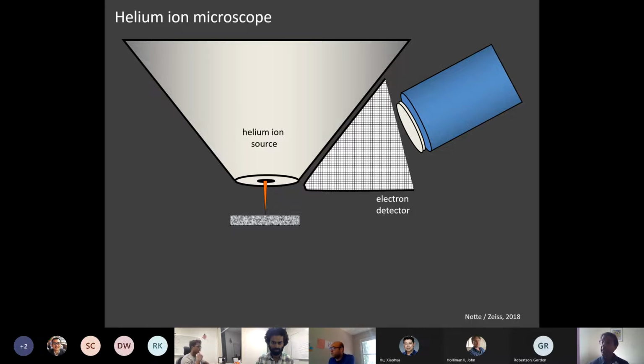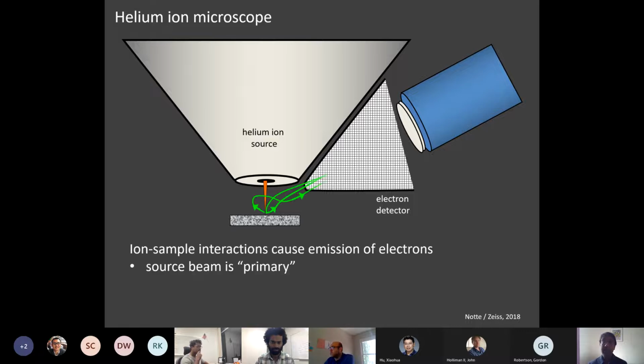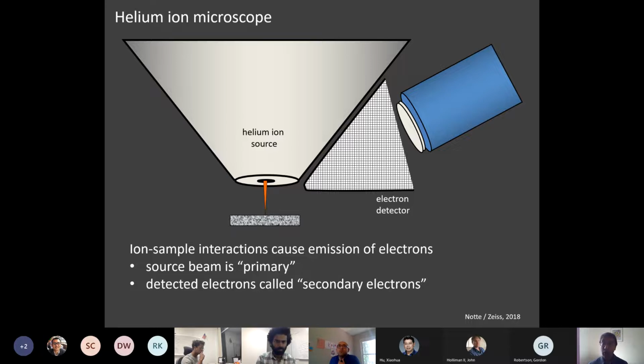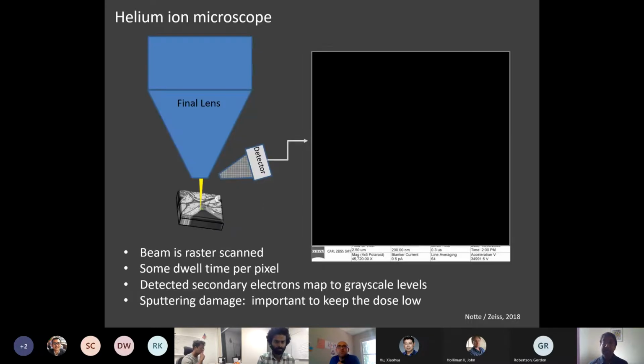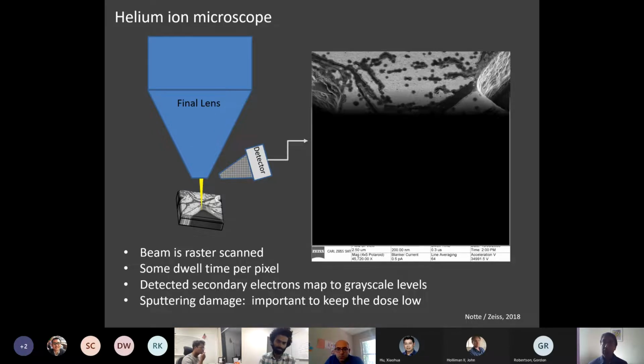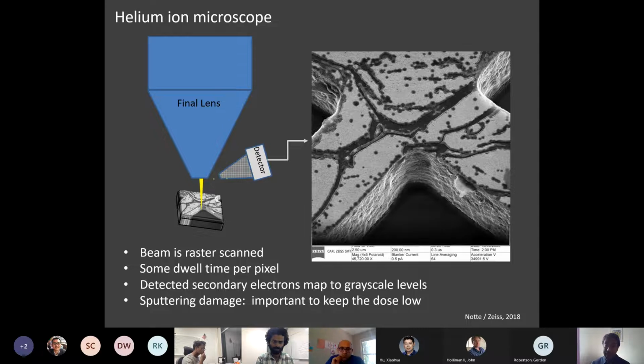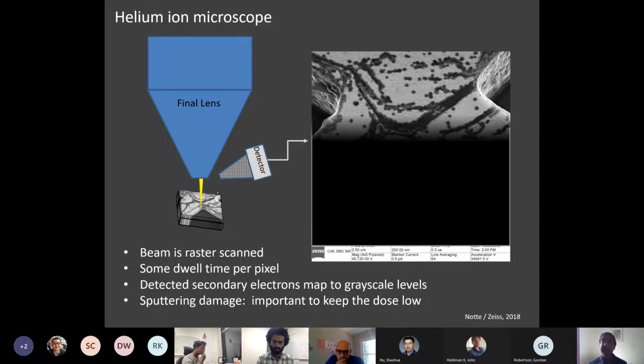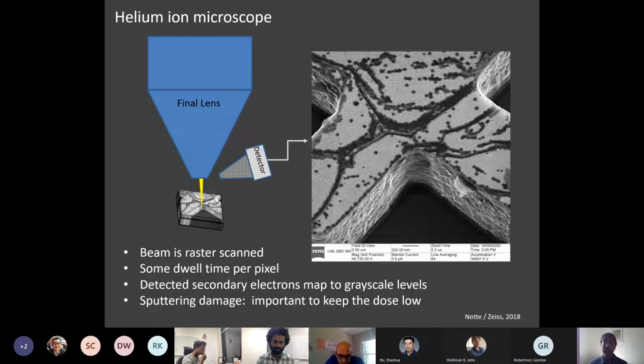A helium-ion microscope has a helium-ion source and an electron detector. An incident ion causes emission of electrons, and the detected electrons are called secondary electrons because the source beam particles are called primary particles. Imaging is achieved by raster scanning of the beam with some fixed dwell time per pixel. The detected secondary electrons map to grayscale levels in the micrograph that's formed. So we're making an image of the propensity for secondary electrons to be emitted and detected at the different scan locations.